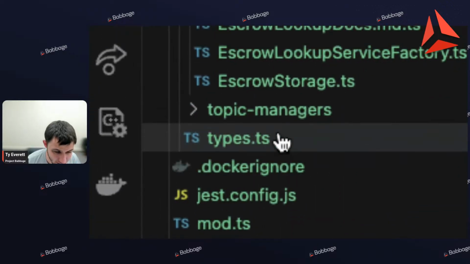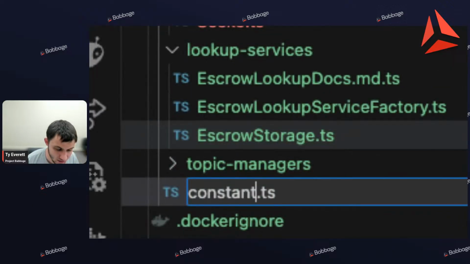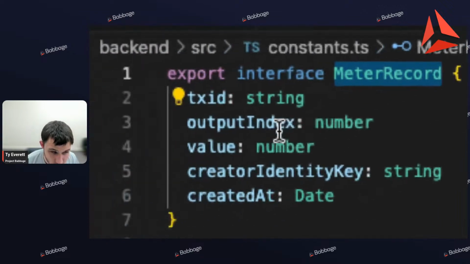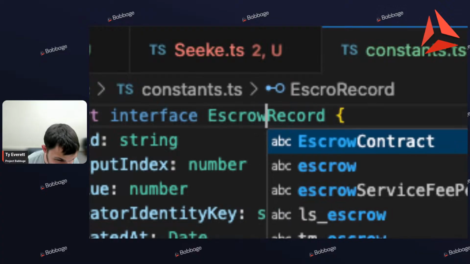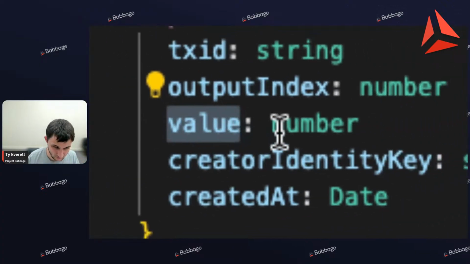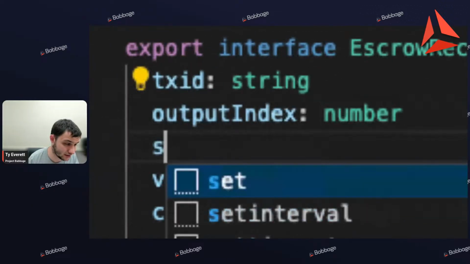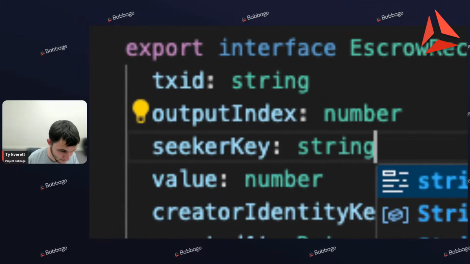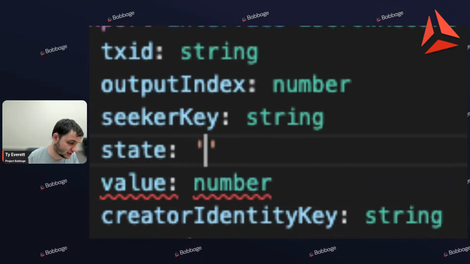I want to rename this, it's bothering me. Constants.ts, so meter record, let's say escrow record, txid output index. Yeah. We'll have a lot of things in here, right? Seeker key. State.